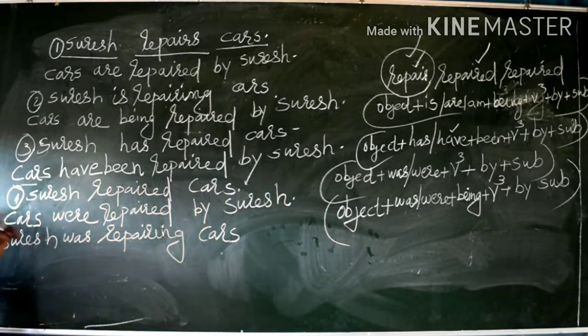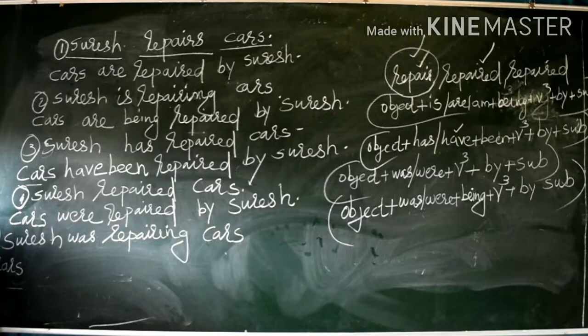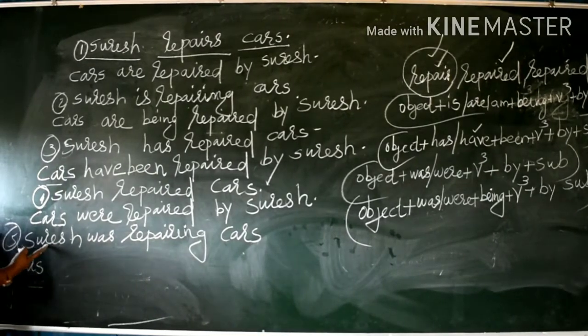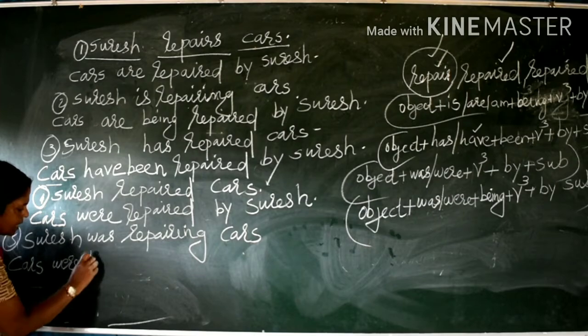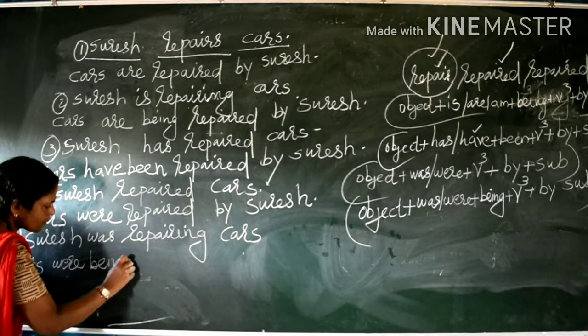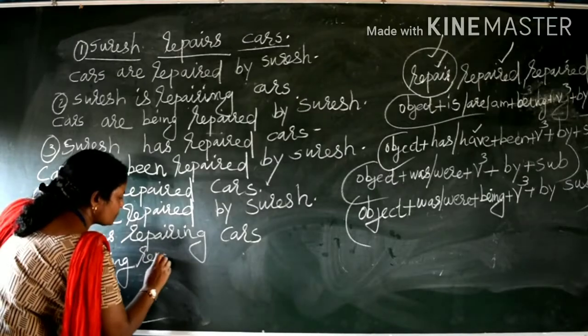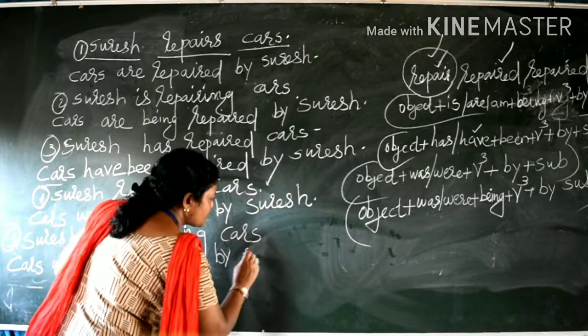So, Suresh was repairing cars. Again cars is the subject, same method. Here Suresh is singular, so was is used, but here cars is more than one, so were. Cars were being repaired by Suresh.